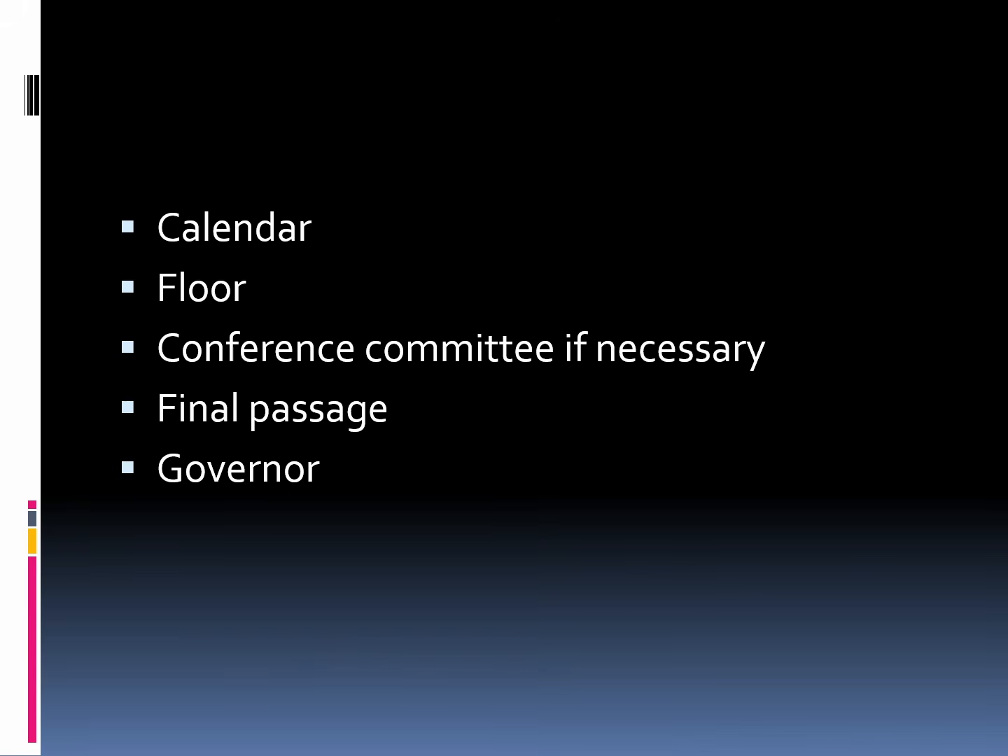Majority vote. If the bills are different coming out of the House and coming out of the Senate, then they need to go to a conference committee. And the conference committee is going to resolve these differences. And so once it reports out of conference committee, then it's going to go back to the floor where they will take another vote, a majority vote, if that's the final passage. And if it passes with a majority vote, then it goes to the governor to sign or to veto.